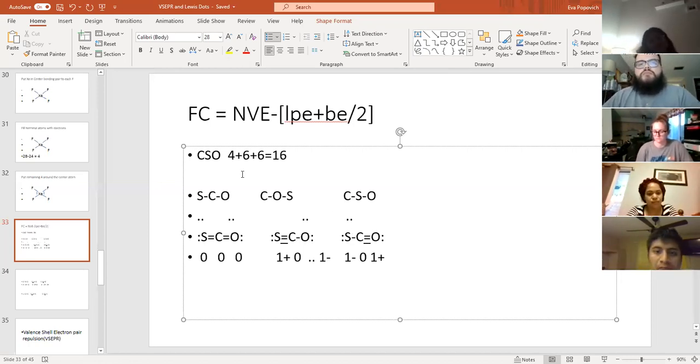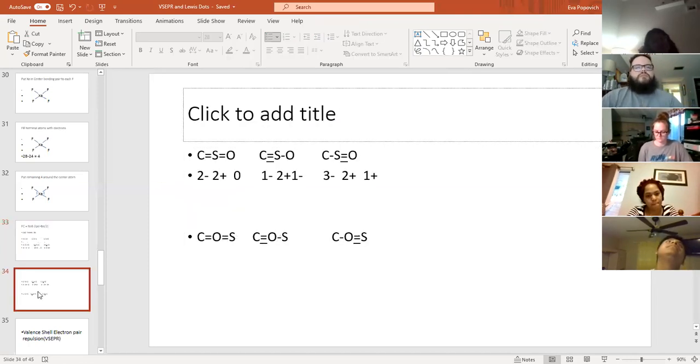Now, these are only 3 of my options. I got 6 more. Do you remember I said the least amount of formal charge, the better? Do you remember I said that? Now, if I put sulfur in the middle, look how that jumps up the formal charge.